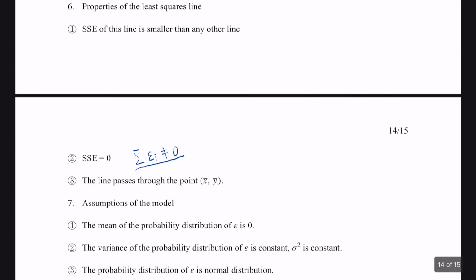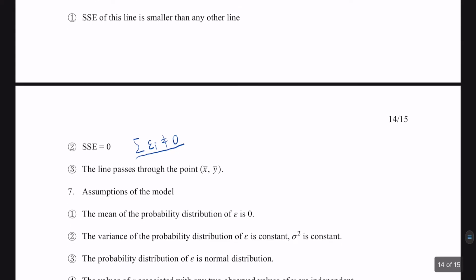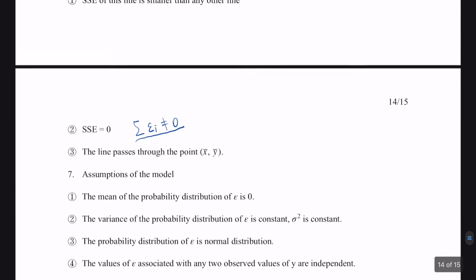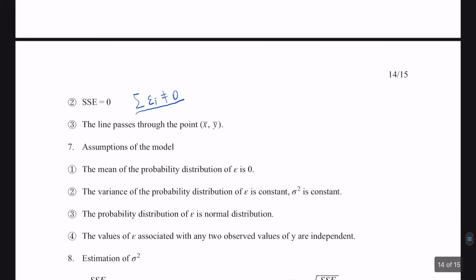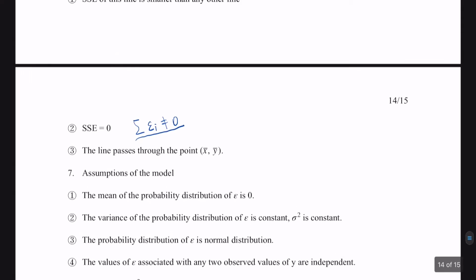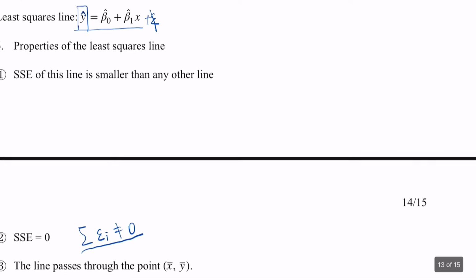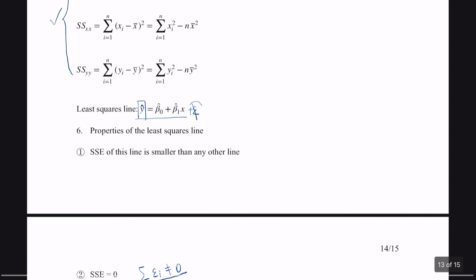And when calculating this line, we have some assumptions about this model. The first assumption is that the mean of the probability distribution of epsilon is 0. And that is also why we don't incorporate epsilon here, because the expected value, the mean of epsilon, is 0. That's our assumption, so we just don't incorporate it here. If your assumption is that the mean of the random error is 1 or 10, then you have to say plus 1 here or plus 10 here.